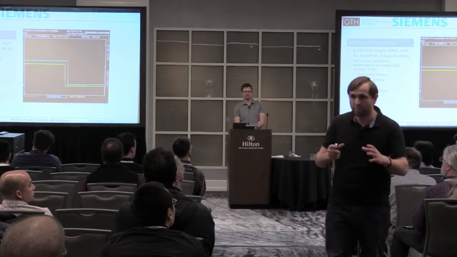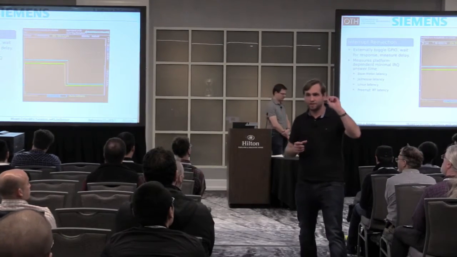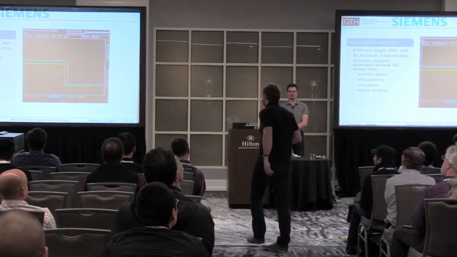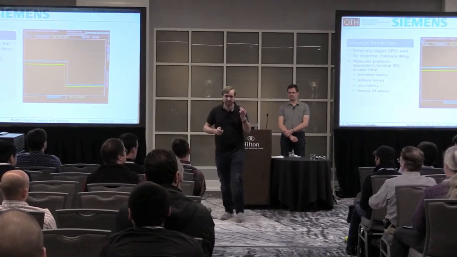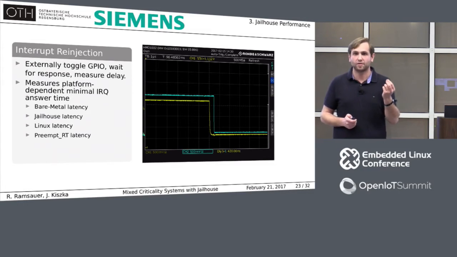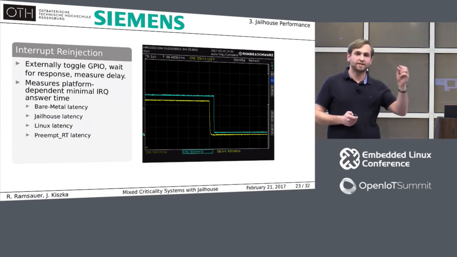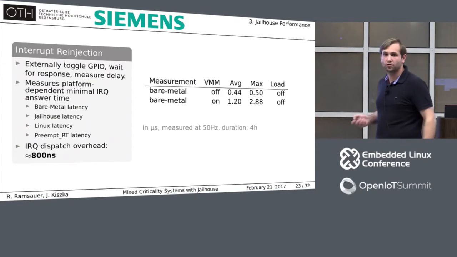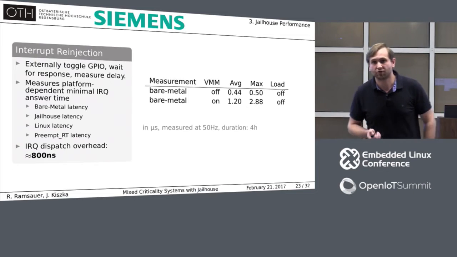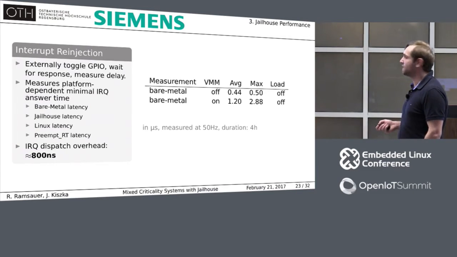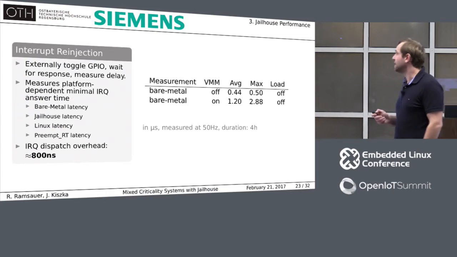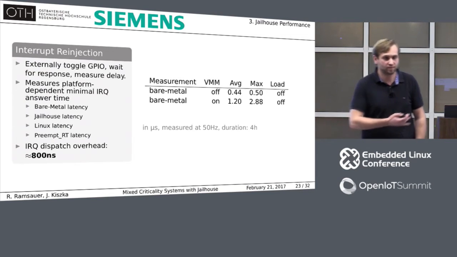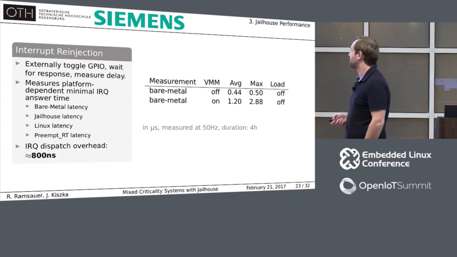No, this is really a bare metal application. So we toggle the GPIO in assembler code inside the interrupt service routine. So this is the bare minimum that we can get on this platform. And we let the same application run inside Jailhouse, and then we get 1.2 microseconds. So Jailhouse introduces an overhead of about 800 nanoseconds on average on this platform. And on maximum, this is what counts, we get 2.8 microseconds, which is fairly OK for our requirements.